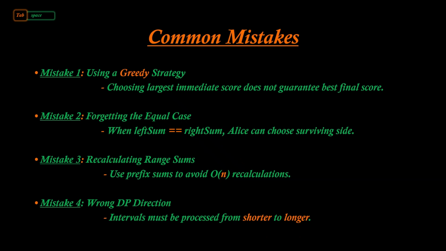The third mistake is repeatedly calculating range sums using loops. That makes the algorithm much slower than necessary. Prefix sums solve this problem efficiently. The fourth mistake is processing intervals in the wrong order. Since larger intervals depend on smaller intervals, we must process the DP states from shorter intervals to longer intervals. Keeping these 4 points in mind prevents most implementation errors.